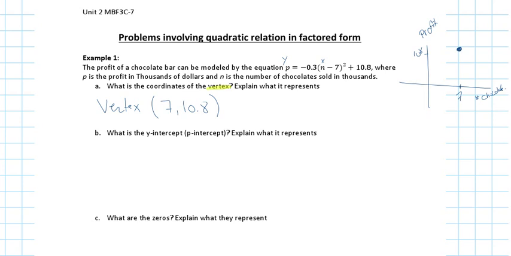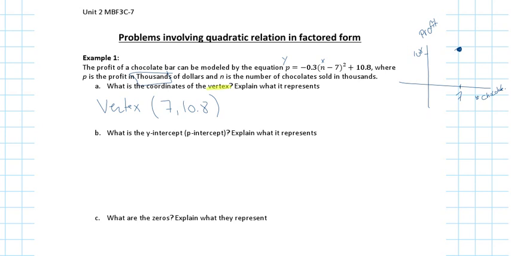What does it represent? Okay, the A value is negative, that's right, but what does that vertex represent? The maximum profit. And what's the maximum profit? 10.8 thousand, which is 10,800. Right? Because remember, it says here in thousands. So the maximum profit is $10,800.